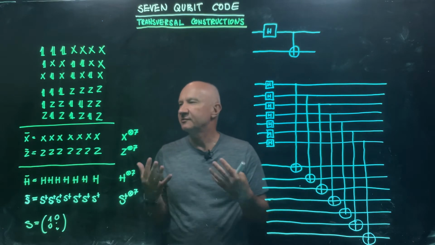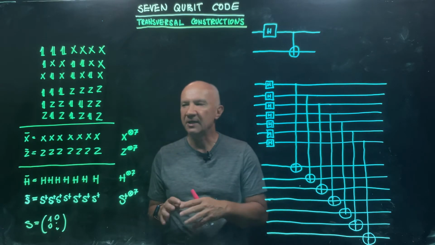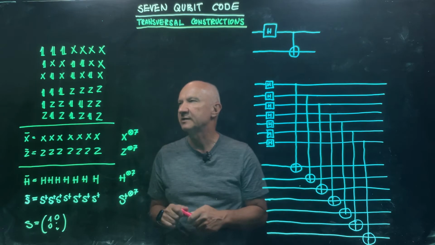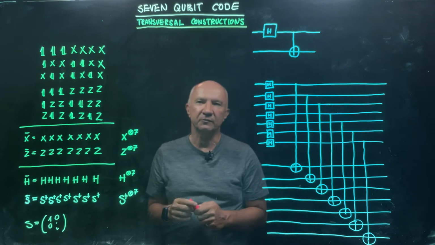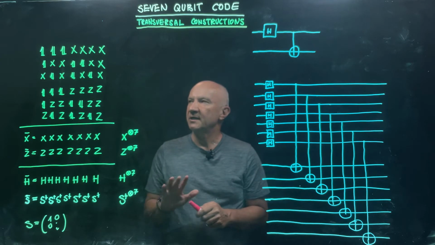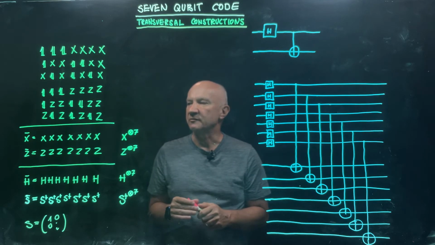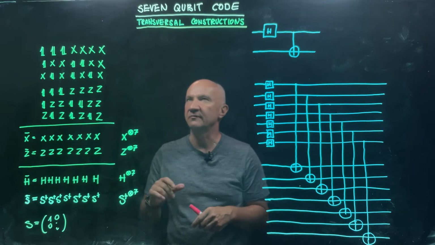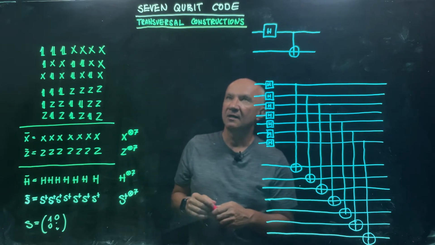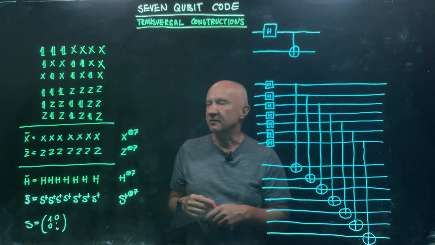We will not go into details of many beautiful codes that people proposed, except maybe this one, the 7-qubit code. I would like to take a moment to discuss the 7-qubit code, simply because it's an excuse for me to show you something that is called the transversal constructions of quantum logic gate on encoded qubits.